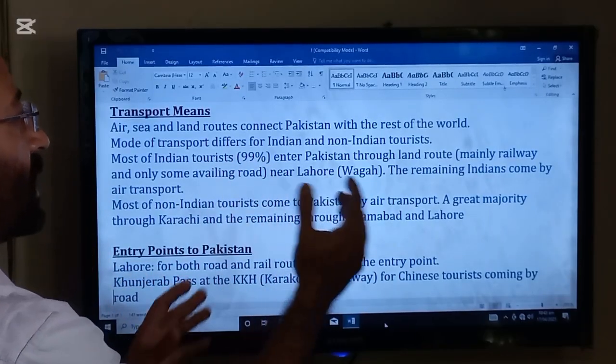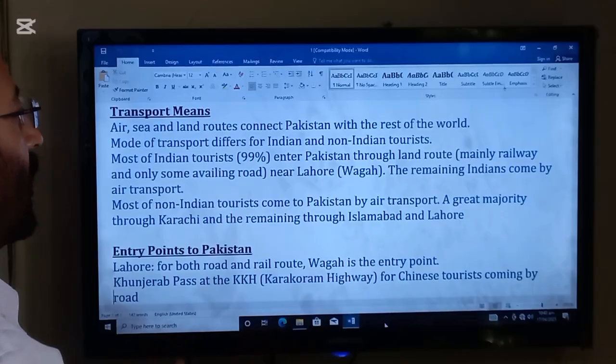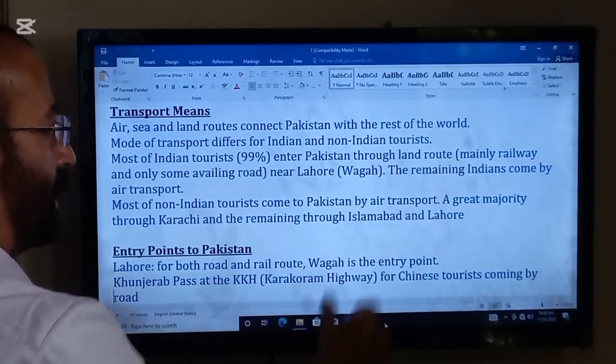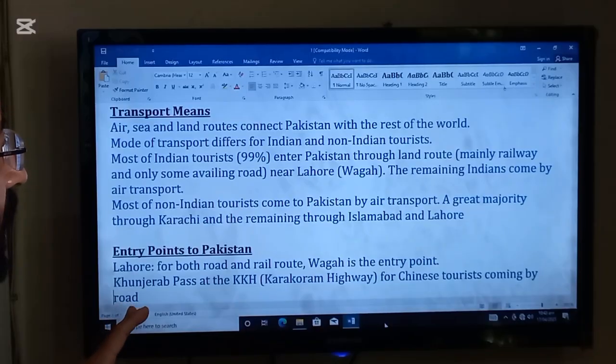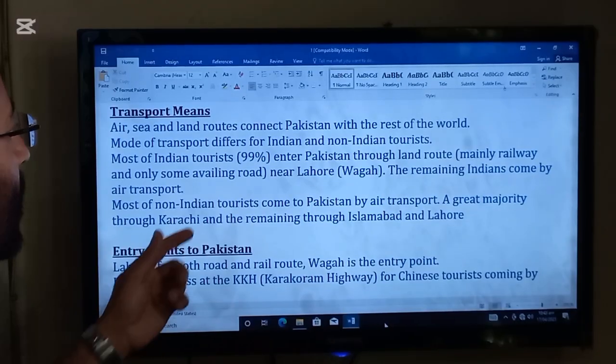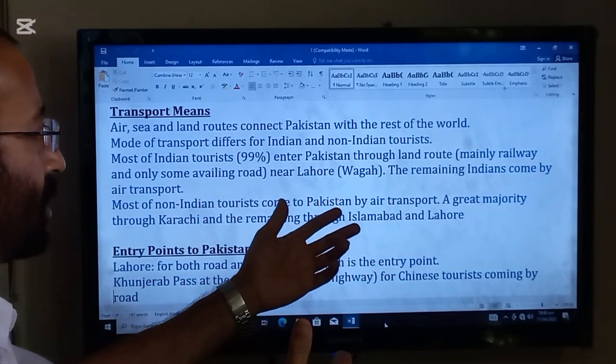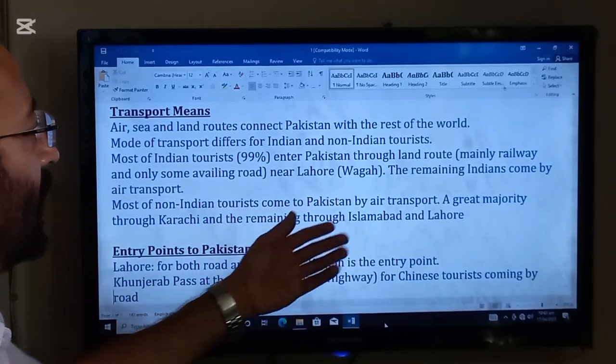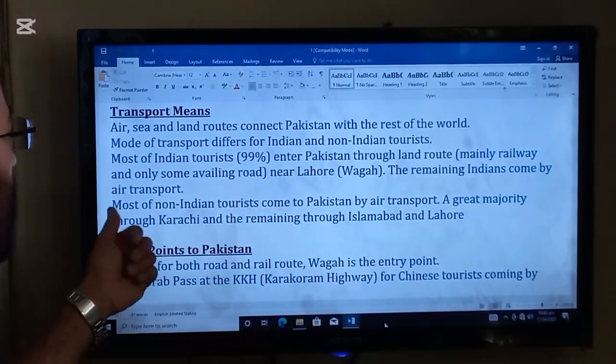99% of the Indian tourists enter Pakistan through the land route, sorry. Most of the Indian tourists, that is actually 99%, come through the railway and only 1% come through the road and the remaining come by air transport.